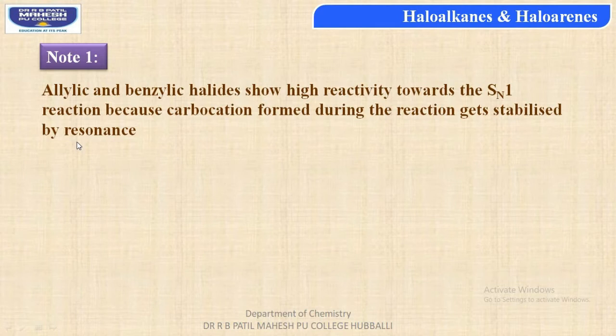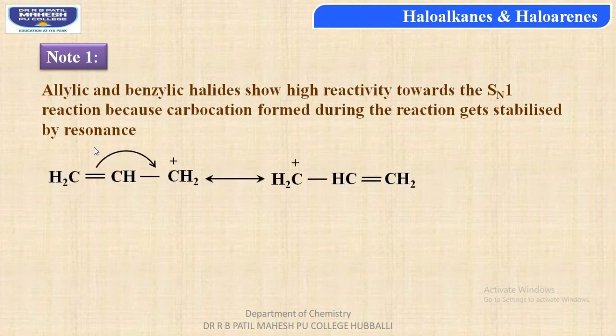Let's observe an example. In case of the allylic group, that is CH2 double bond CH single bond CH2 with a positive charge, carbocation, the delocalization of the pi electrons can easily happen so as to reduce the positive charge of the carbon atom. Thus, we get the resonating structure of the allylic group.